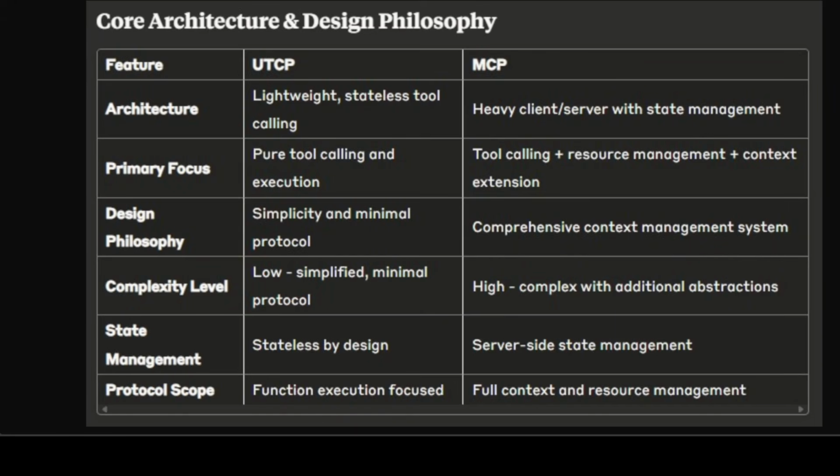So for comparing both MCP and this UTCP, let's start with the core architecture. Here you can see that it shows the fundamental divide between UTCP's lightweight, stateless approach and MCP's heavy client-server model. UTCP treats each tool call as an independent function execution like REST APIs, eliminating the complexities of managing persistent connections and server state, whereas MCP's stateful approach provides richer context but introduces deployment complexity and scaling challenges that UTCP's stateless design avoids.